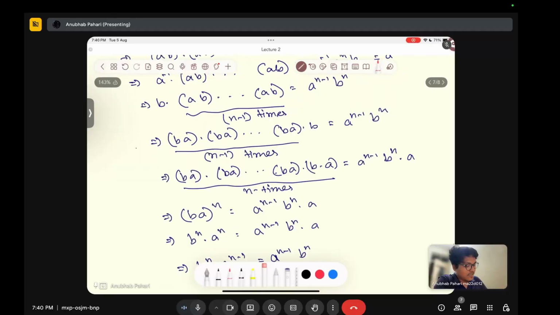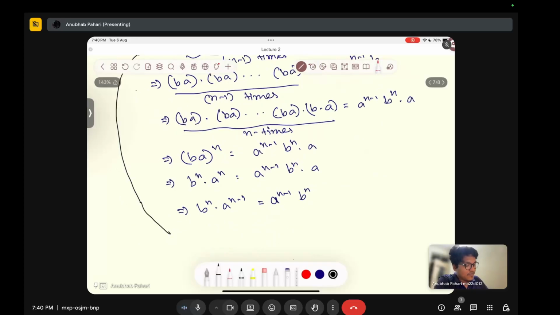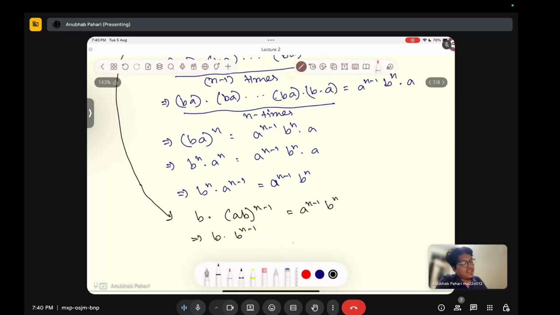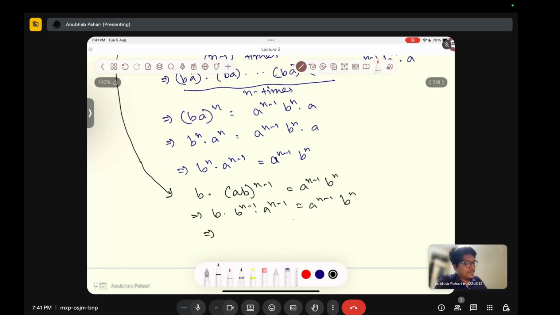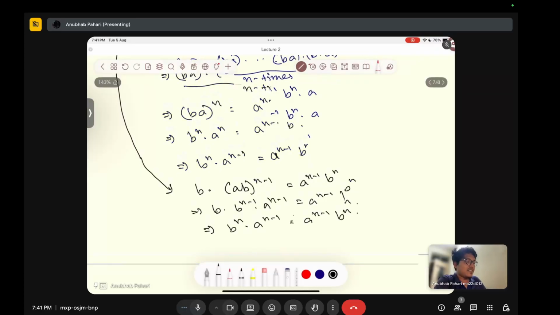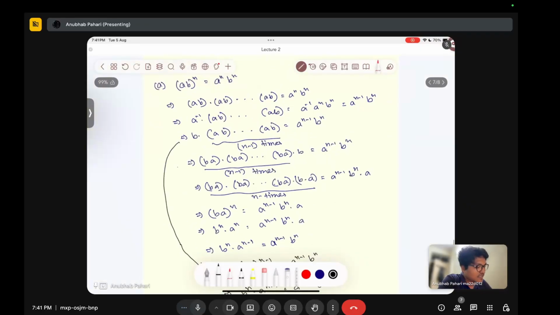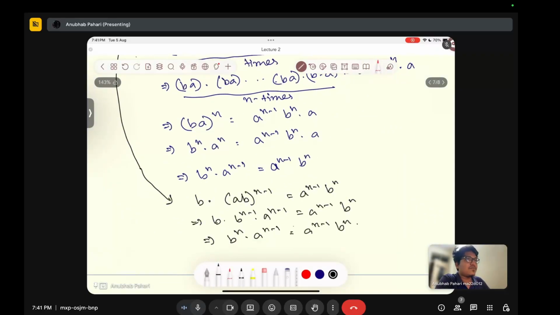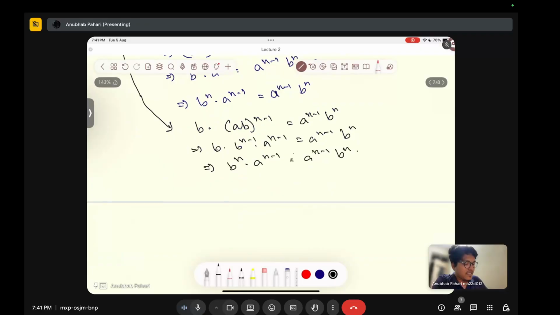So from this thing, it should be b to the power (ab)^n minus 1, a^(n-1) b^n, b dot b^(n-1). Ah, right. This is much simpler. Thank you. Yes, sir, like that only. This is much simpler. Yeah, this is nice actually. Okay, thank you. Okay, we should go to our next one.